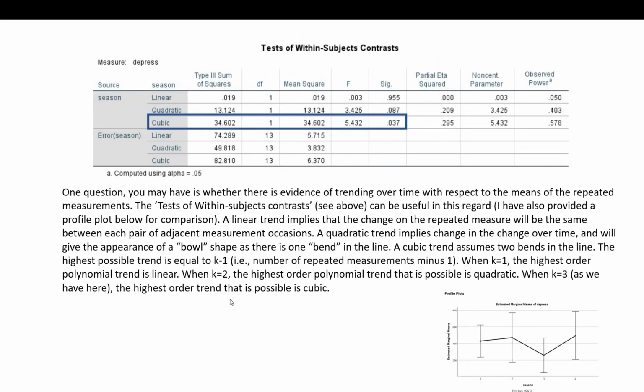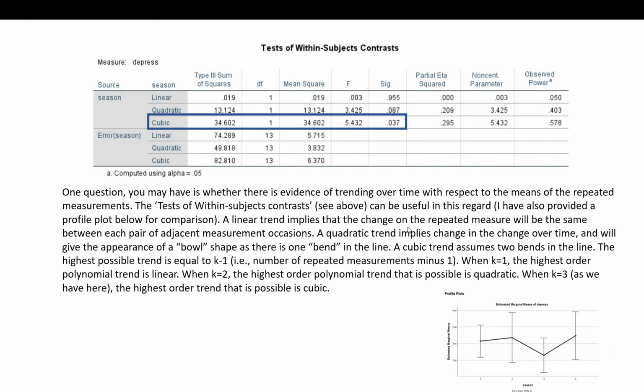Okay, so one question you may have is whether there's evidence of trending over time with respect to the means of the repeated measurements. The test of within subjects contrasts is a default contrast option that's printed out, and it can be useful in this regard to evaluate trending with respect to the means.